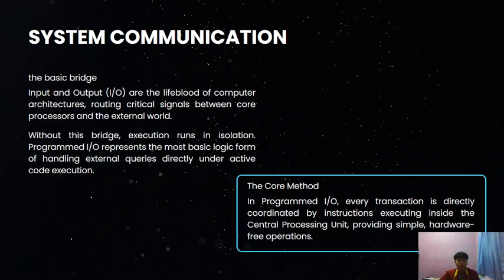Input and output systems are essential because they allow computers to exchange information with the outside world. Without I/O communication, a computer would not be able to receive user input or provide output. All operations are controlled directly by software instructions executed by the processor.